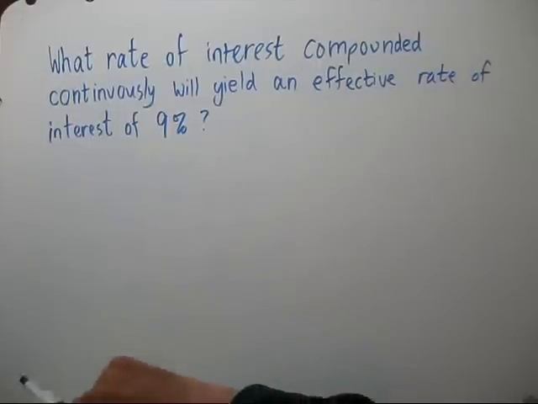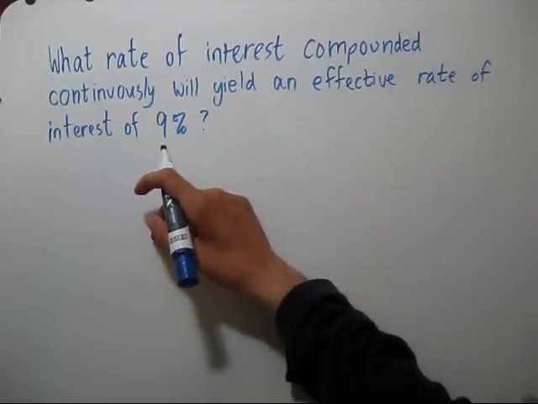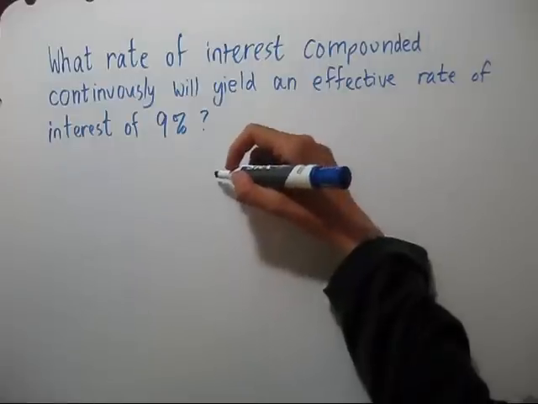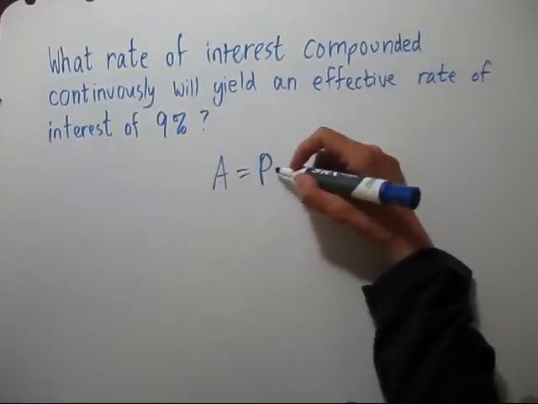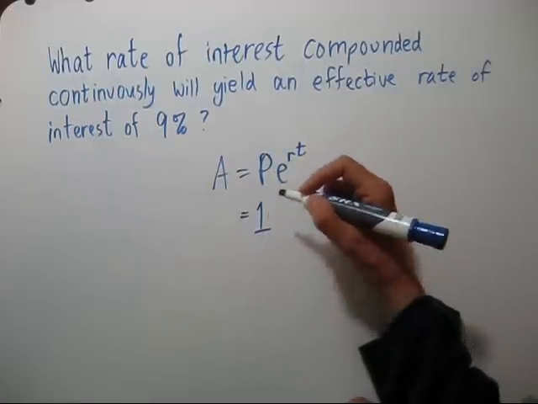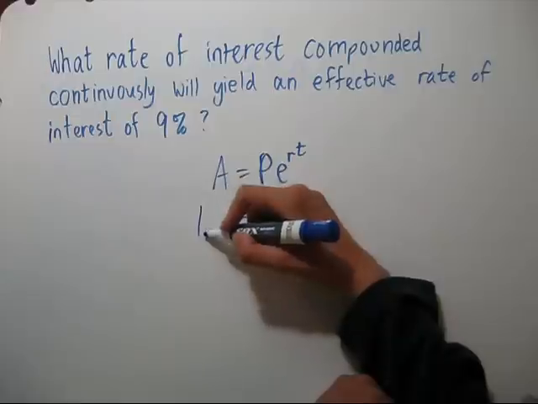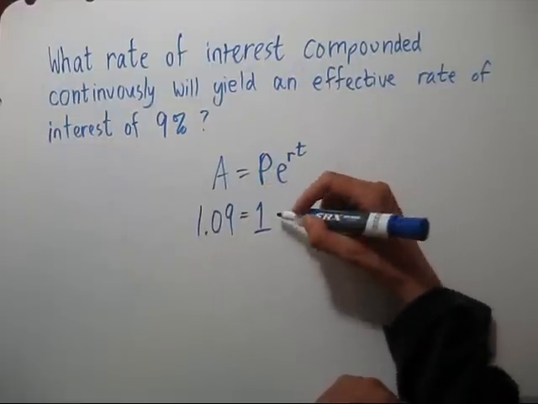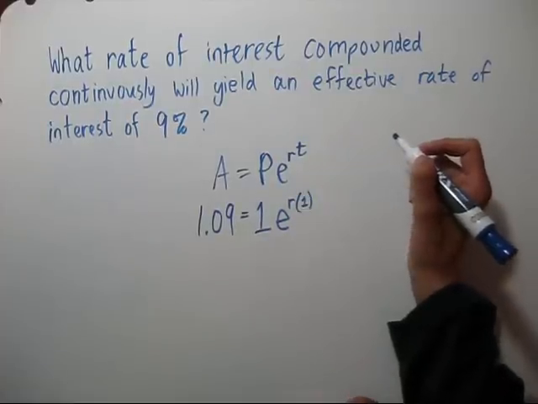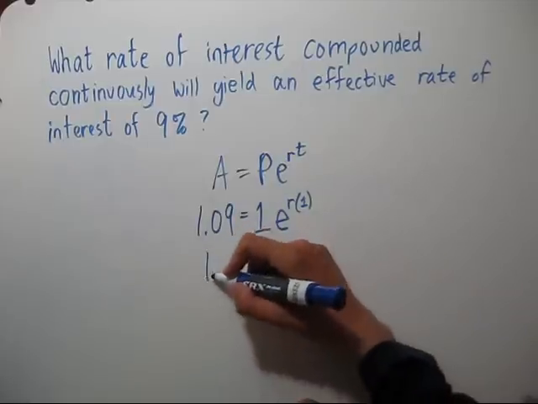Let's do another example. Here we have the effective rate of interest. It's 9%. We want to know the original rate of interest. This is continuous compounding, so our formula is A equals P e to the RT. Consider our principal to be $1, and since our effective rate of interest is 9%, that means we end up with $1.09. We don't know what R is. Our time is 1 year. So now we need to solve for R.